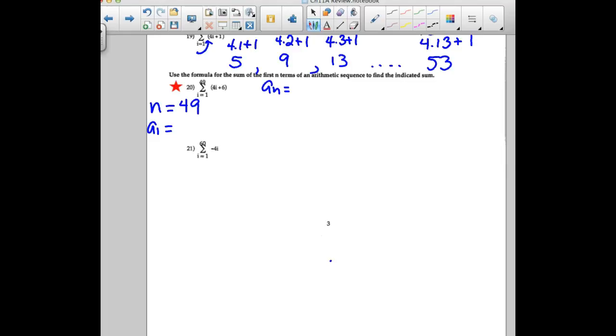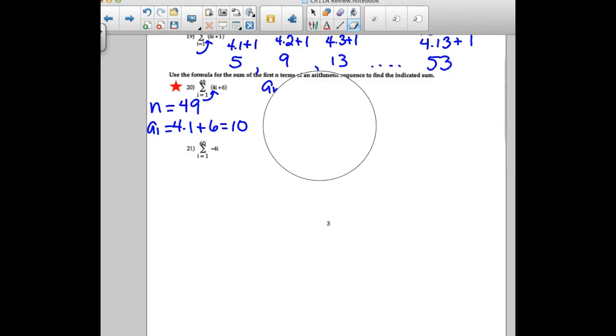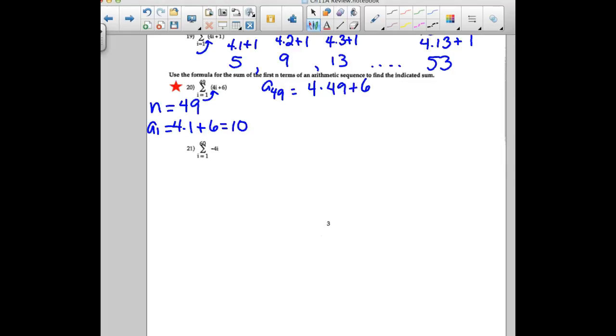Our first term is what we get when we put a 1 in there. So 4 times 1 plus 6. Our first term is a 10. And then a sub n, which in this case is going to be a sub 49, since we're finding 49 terms. So we're going to put a 49 in there: 4 times 49 plus 6, which gives us 202.